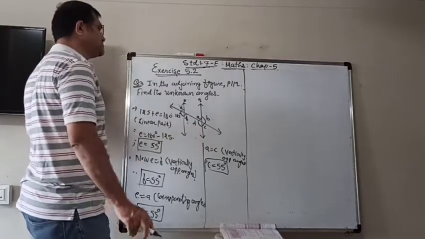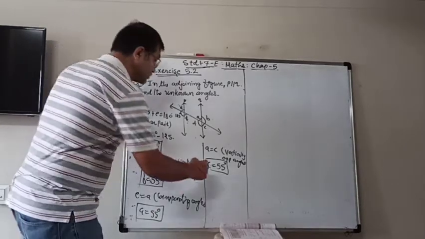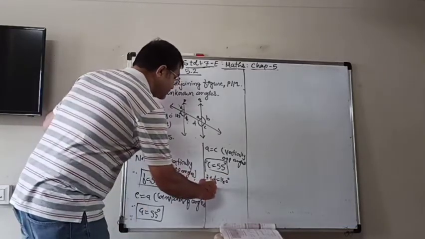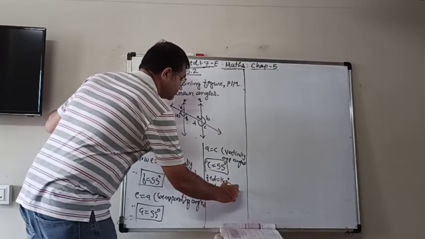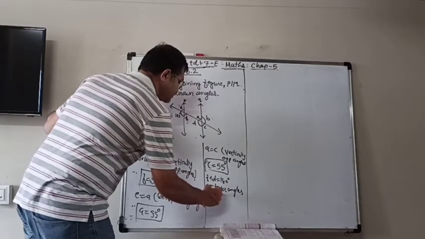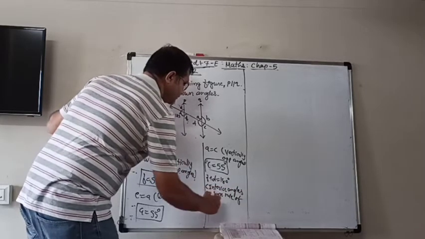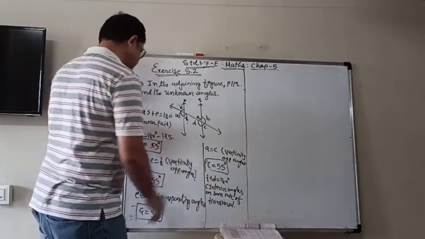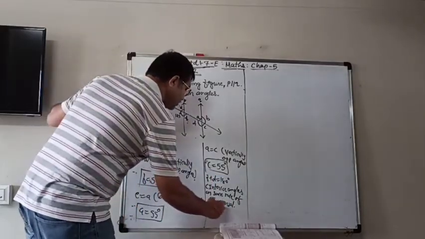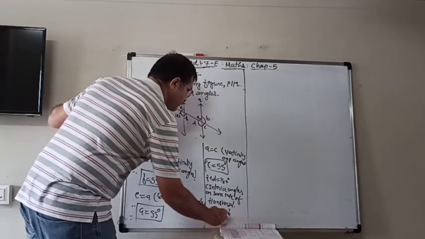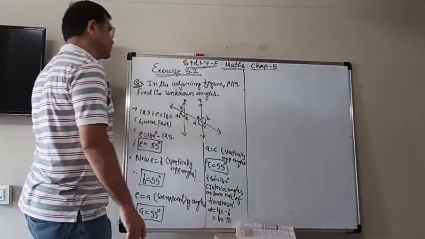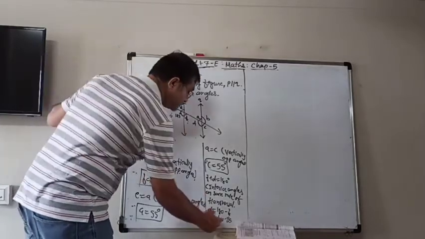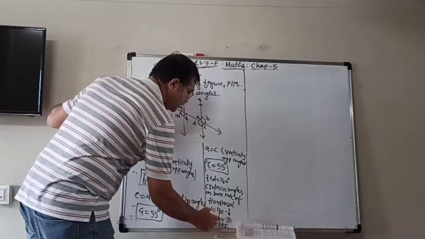Now you can see that D and F are interior angles on the same side of the transversal, and they are supplementary. So F plus D is equal to 180 degrees. Why? Interior angles on the same side of the transversal. So what is angle F? 55. So D is equal to 180 minus F, 180 minus 55. And we know that 180 minus 55 will be 125. So D is equal to 125 degrees.